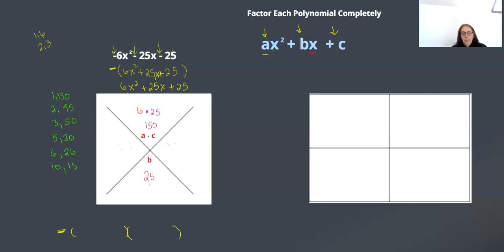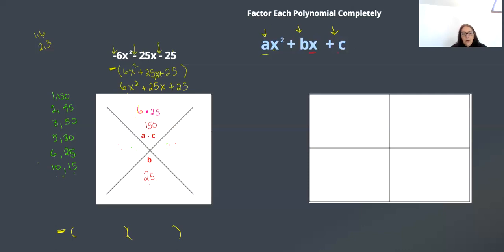5 plus 30, no. 6 plus 26, actually 6 times 26, that's not right. Oh, 6 times what? 6 times 25, right? Ugh, that was an awful mistake. 6 plus 25 does not equal 25. But 10 plus 15 equals 25, and 10 times 15 is 150. So we found our numbers to put in there. So let's put them in there.